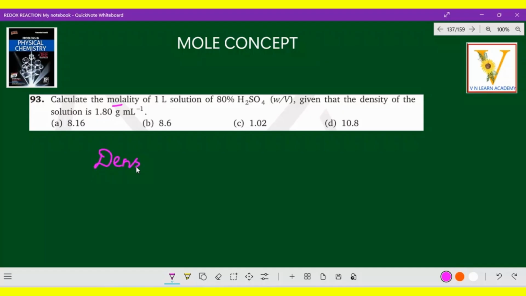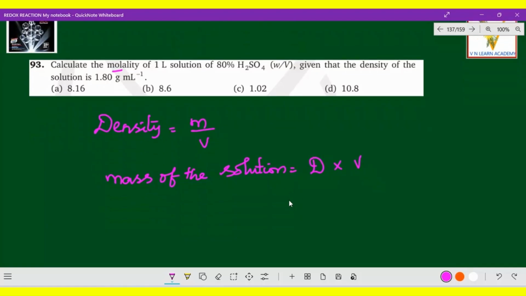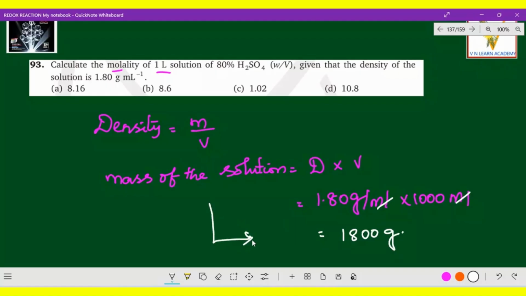Density equals what? Mass by volume, right? Now mass of the solution, can we bring it here? So mass of the solution means density into volume, right? Now the next point, density, how much they have provided here: 1.80 gram per ml, right? Gram per milliliter inverse. So I just mentioned 1.80 gram per ml. Now volume, how much they have given here? 1 liter they have given. 1 liter we just converted into ml, so 1000 ml. So this ml and ml will be cancelled. So how much is it actually? 1800 gram. So mass of the solution, it is 1800 gram.